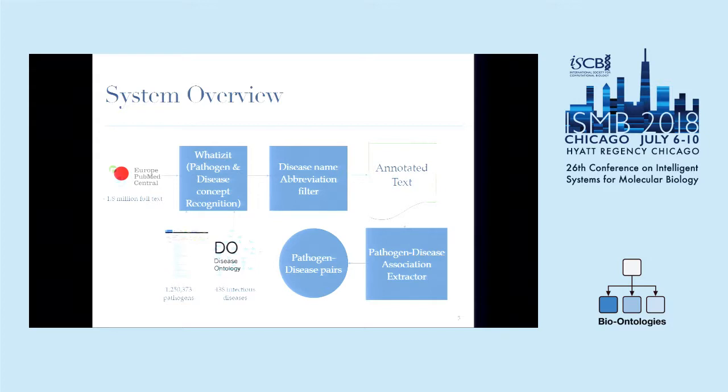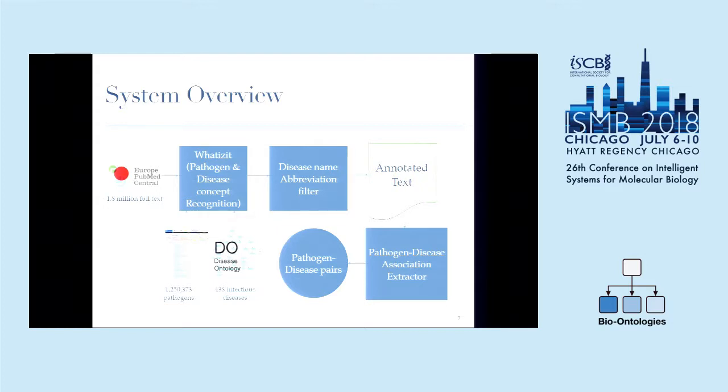Here we take around 1.8 million full-text articles from Europe PubMed Central, and then we use a well-known entity annotation tool to identify pathogen and disease concepts in text. Later, we apply a disease name abbreviation filter to reduce the ambiguity, to filter out the ambiguous disease terms. And once we have the annotated text, we employ our module to extract pathogen disease associations and store all the data in a file for the moment.